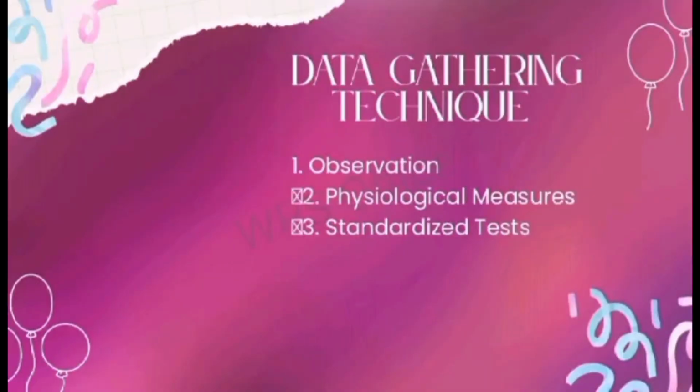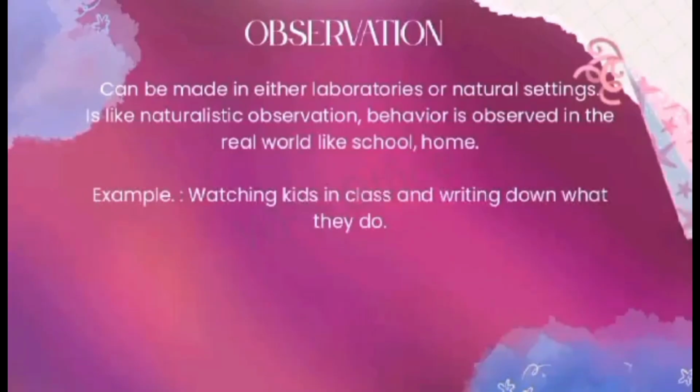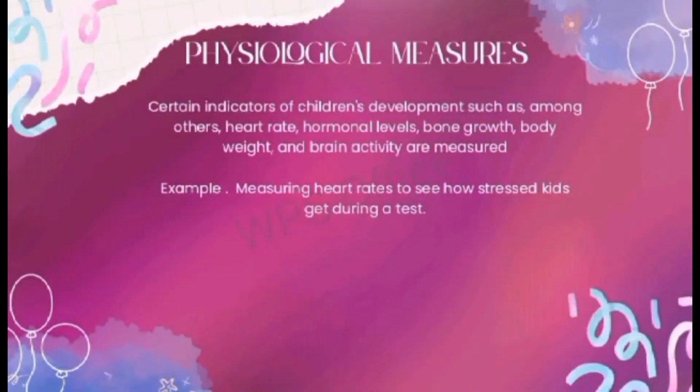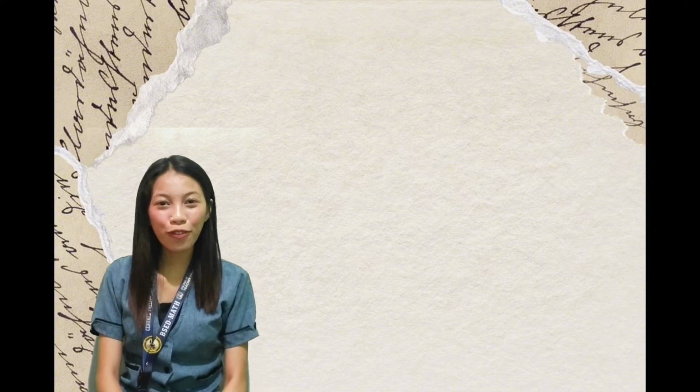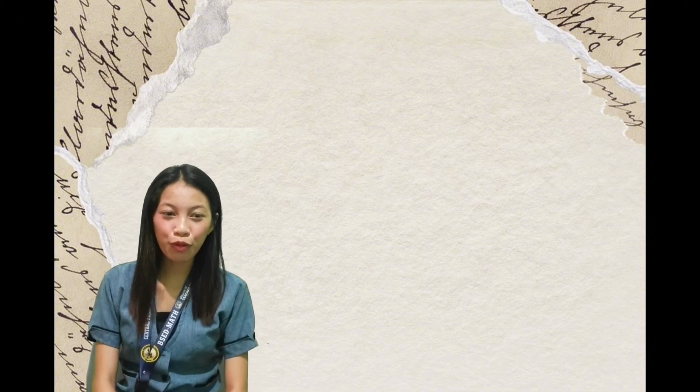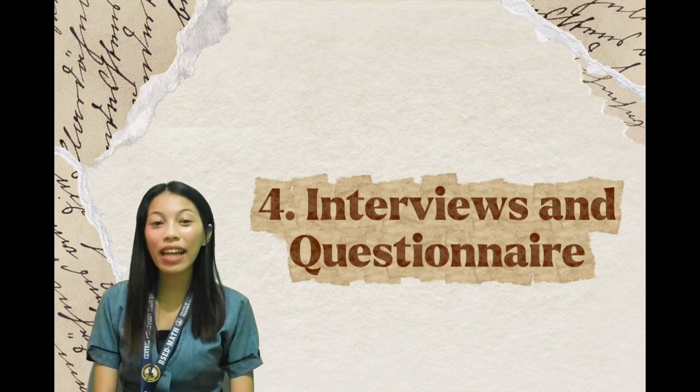There are 3 data gathering techniques. The first is observation, second sociological measures, and the third is the standard. Next is number 4. The data gathering technique number 4 is the interviews and questionnaires.